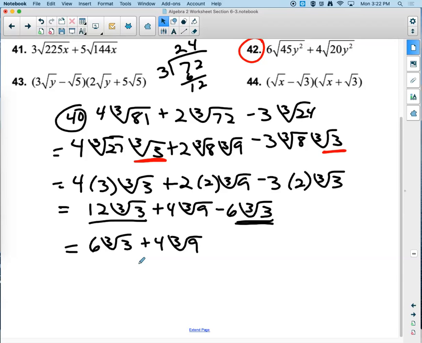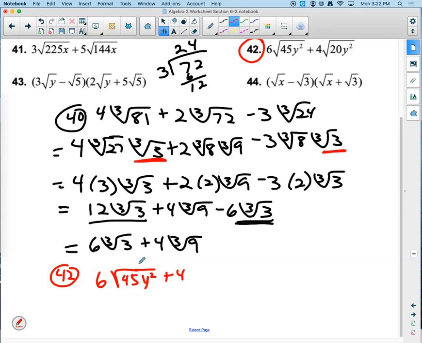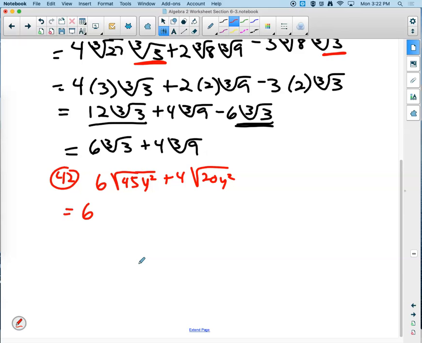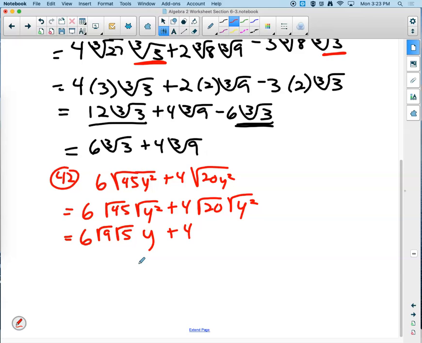Then number 42 has 6 square roots of 45 y squared plus 4 square roots of 20 y squared. So first thing we do, let's separate those numbers from the variable parts, because remember, numbers behave differently than variables do. And we find, hey, that's going to work out really nice for our y's. The square root of y squared is y. And then we have to simplify the square root of 45, and that, of course, is the square root of 9 times the square root of 5, and we have our little y. And for 20, the square root of 4 and the square root of 5, y.